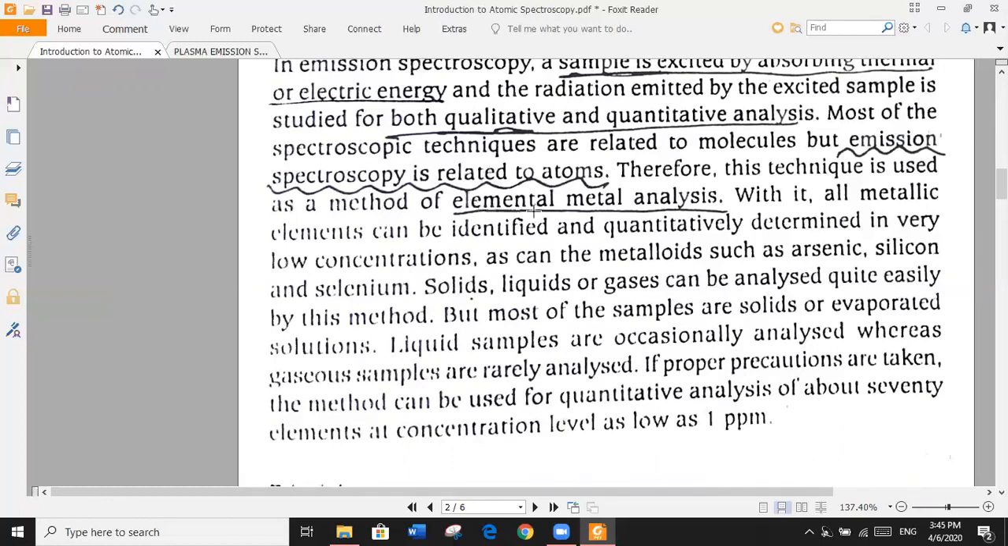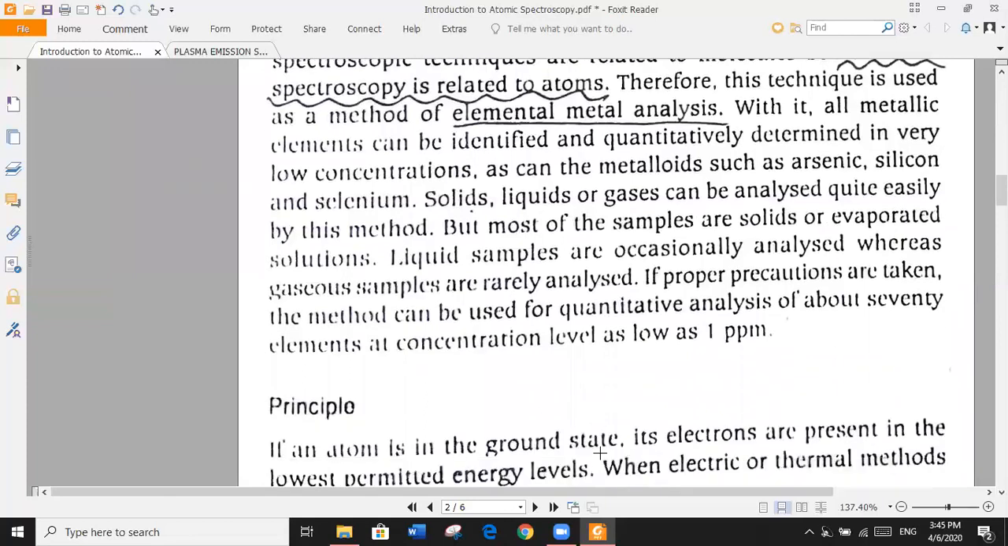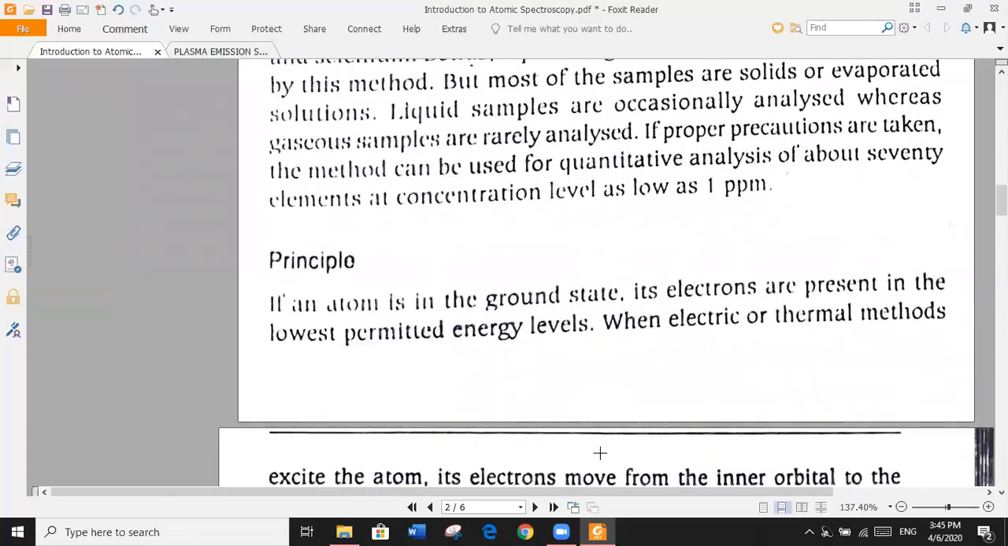So here we are going to study elemental metal analysis, which comes from the analysis of atoms, not molecules. Both qualitative and quantitative analysis can be done. Now let us see how it is possible, or what is the principle.